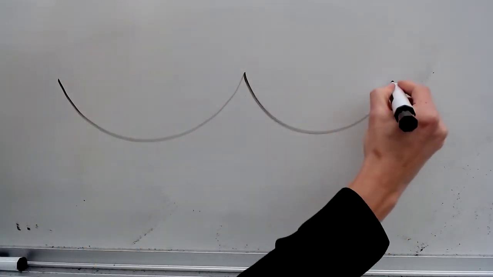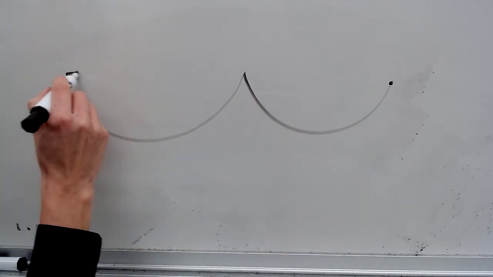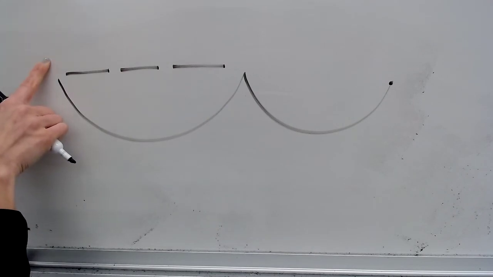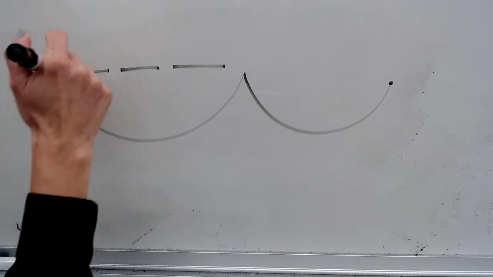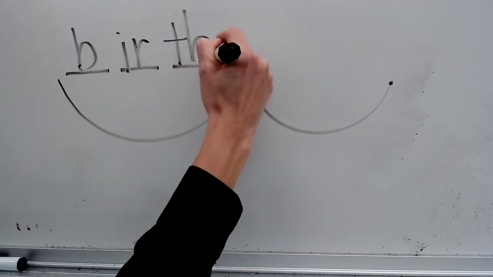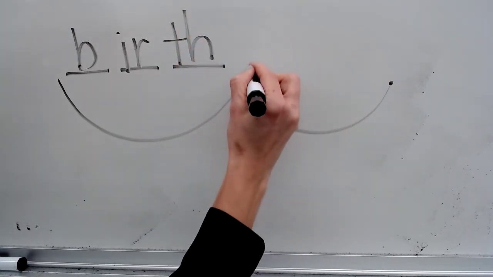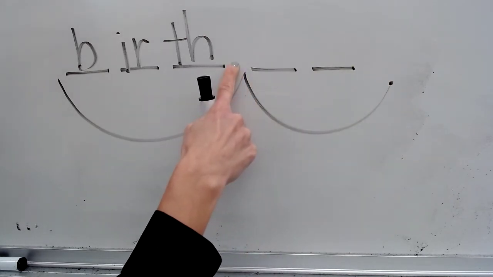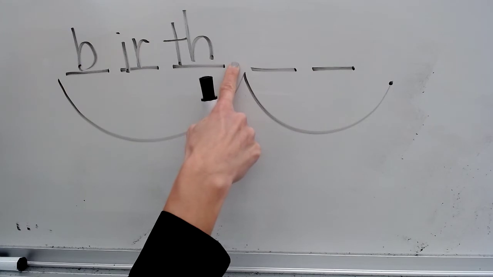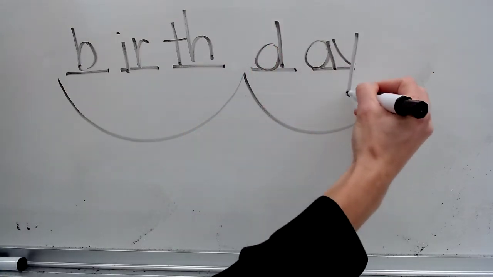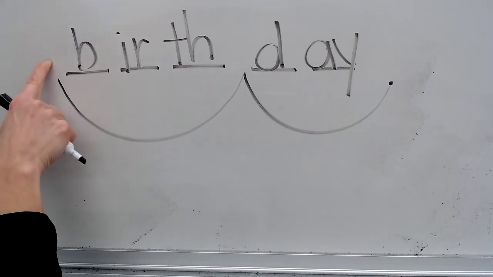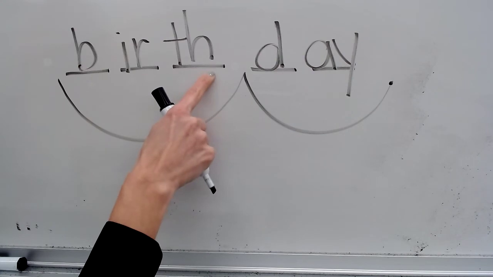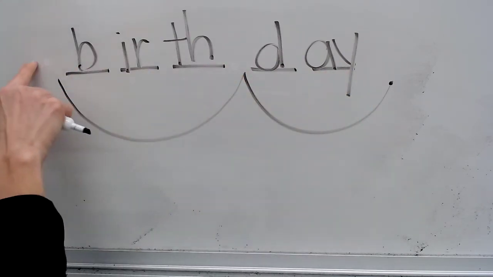Your next word is birthday. What word? Birthday. Now let's look at it in two words. Stretch the sounds you hear in birth. Write your sound spellings for birth. Stretch the sounds you hear in day. Write your sound spellings for day. Check it. Spell birthday. B-I-R-T-H-D-A-Y. Word. Birthday. Yes, birthday.